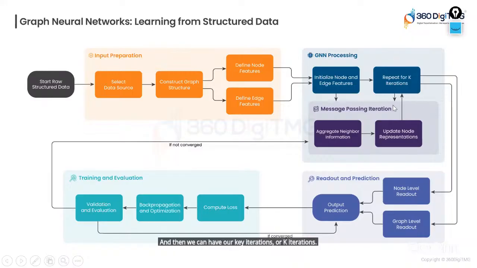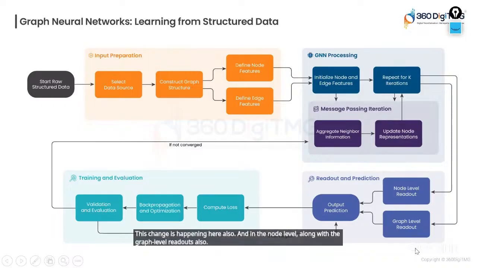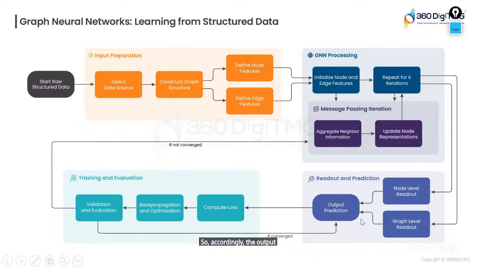From this, we will have our aggregate neighbor information and update node representation. So continuously according to this K, according to these layers, this change is happening, here also in the node level along with the graph level readouts also. So accordingly, the output prediction is changing.